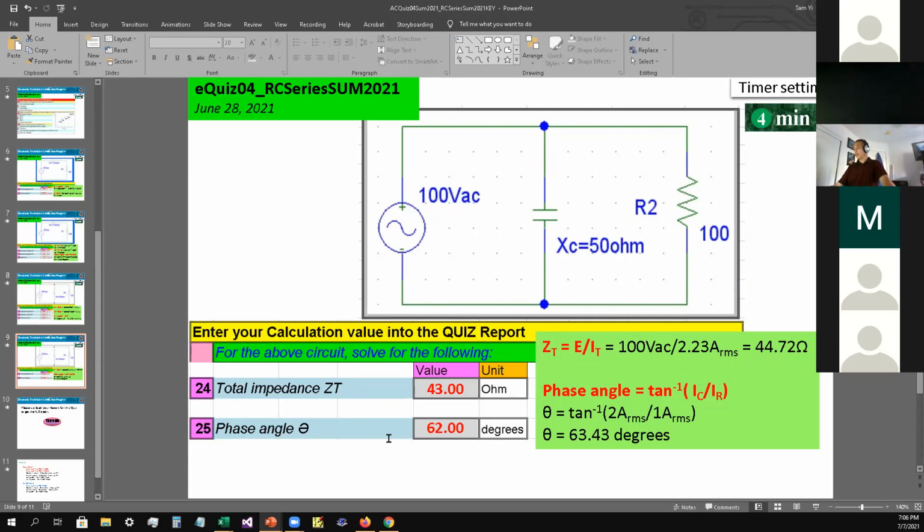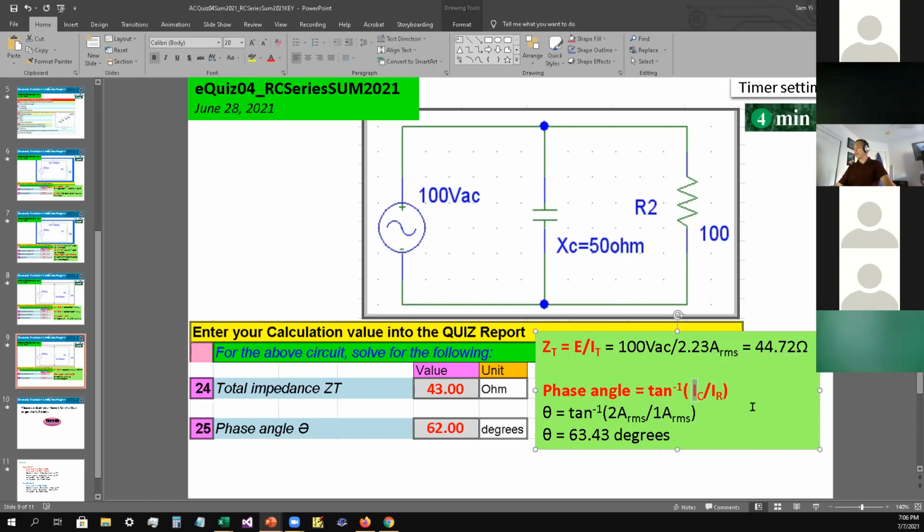Okay, so 25, the phase angle. The phase angle equals the arctangent of IC divided by IR. This is how to deal with current, so that's why we have a positive angle here instead of negative. So the arctangent of IC, which was 2 amps RMS, divided by 1 amp RMS. Your calculation comes to about 63.43 degrees, or 62 degrees. Either one will be acceptable, or within that range, it's more than acceptable.